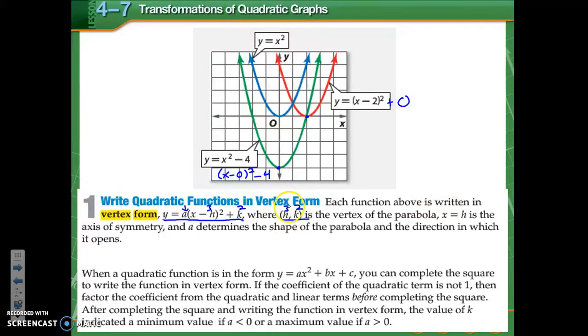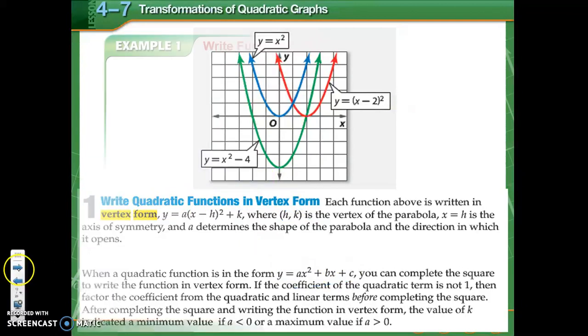x equals h, just as normal, the x-coordinate of the vertex is the axis of symmetry, and a tells me the shape and the direction that it opens. When I start with my quadratic function in this standard form that we're used to seeing, we can complete the square to get my function into vertex form. If a is not 1, then I have to factor that a out before I complete the square, and we'll see what that looks like in our examples.